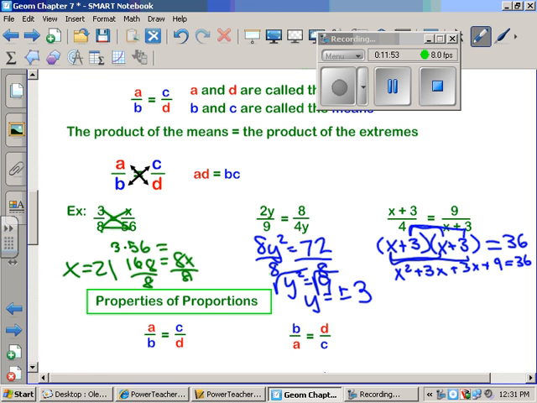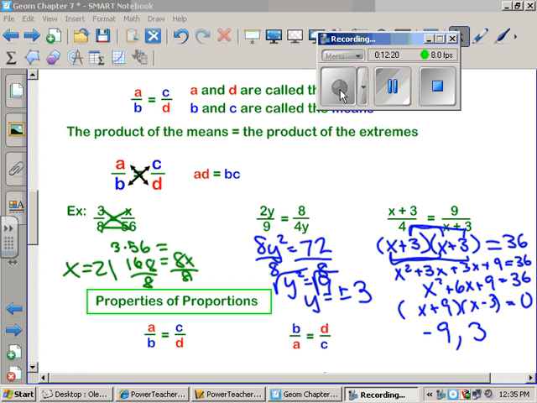Okay, now this time, let me really quick combine like terms. So I get x squared plus 6x plus 9 equals 36. And this time I have an x squared and an x. So what do I have to do? Move everything to one side, set it equal to 0, and factor. Okay, so do that.